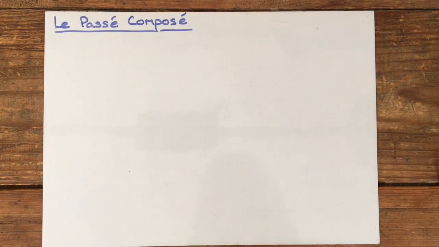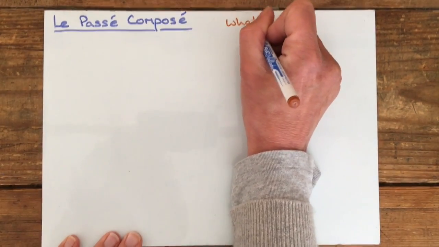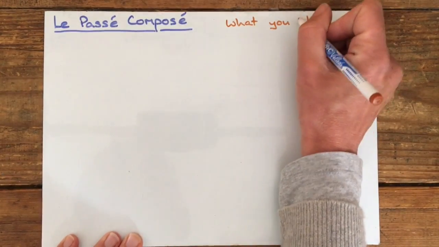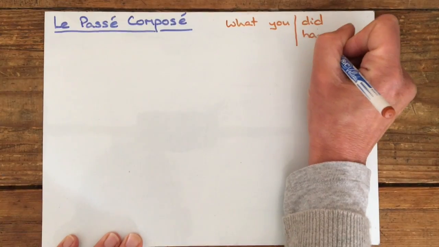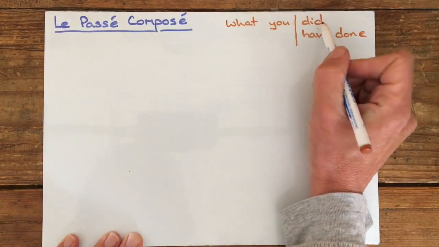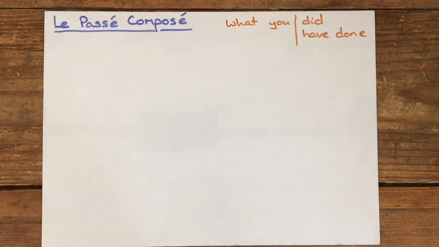In this lesson, we're going to look at le passé composé. This is the past tense. It's the tense that you use for talking about what you did or what you have done. So I watched, I have watched. They're both in the past tense and they're both said in the same way, formed in the same way in French.